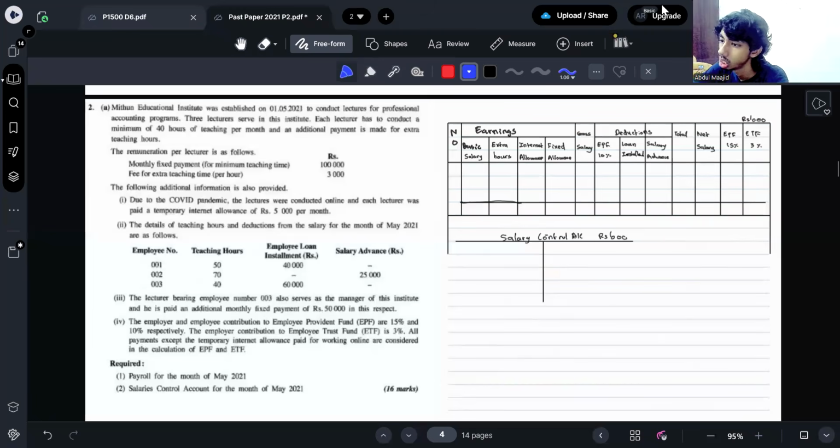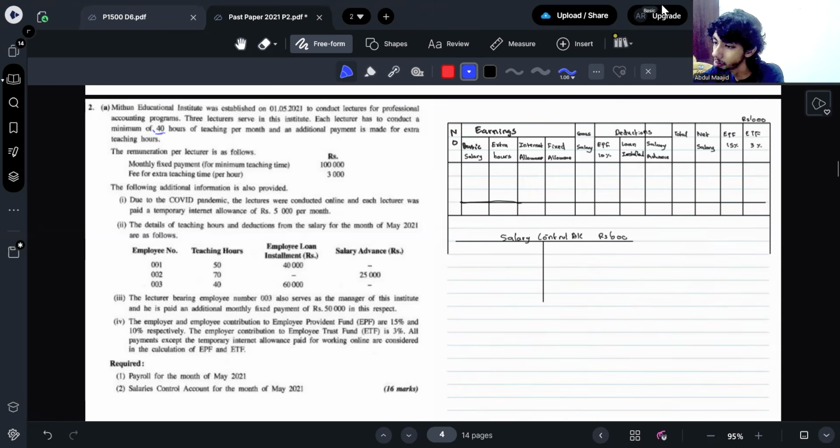So the second question. Mithun Education Institute was established on 1st of May 2021 to conduct lectures for professional accounting programs. So lecturers serve in this institute. Each lecturer has to conduct a minimum of 40 hours of teaching per month, and an additional payment is made for any extra teaching hours. So remuneration per lecturer. So lecturer salary includes monthly fixed payment of 100,000 for minimum teaching time. Minimum teaching time, as in they are referring to this 40 hours.